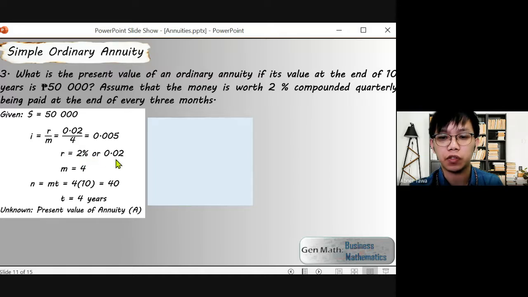Okay? And we're going to have here the i, wherein r is 2%, or in decimal that is 0.02, and m here is 4 because it says compounded quarterly, and whenever the interest is compounded quarterly, the value of m will be 4. Then just divide the two values: 0.02 divided by 4 is 0.005. And then the value of n will be the length of the term of annuity, given to be 10 years, times the value of m, which is 4, so that is 40.